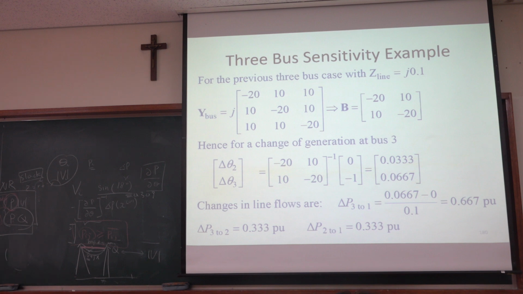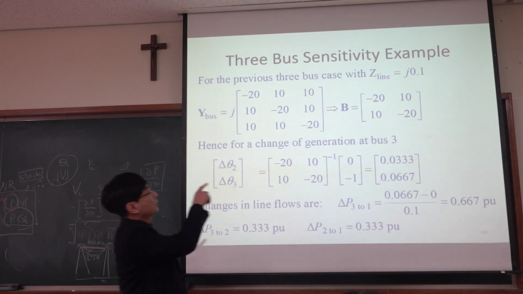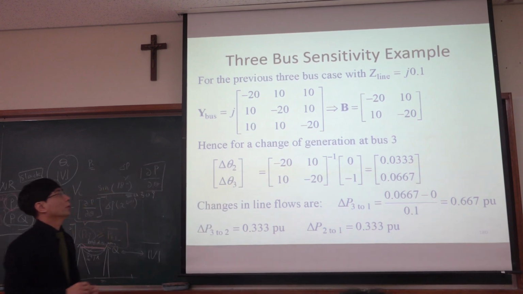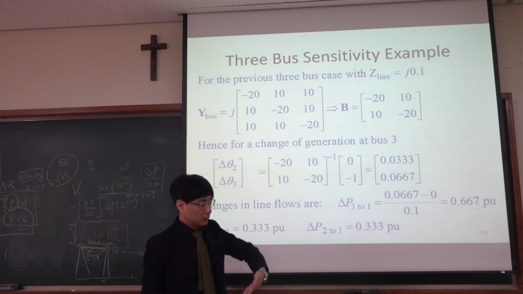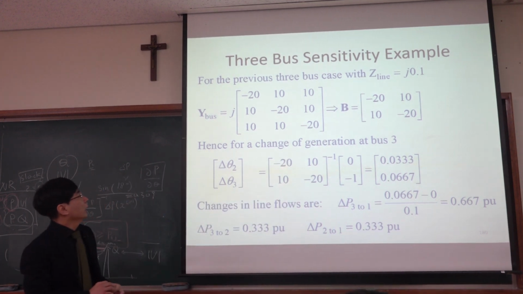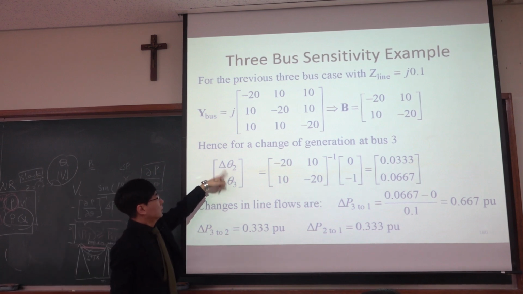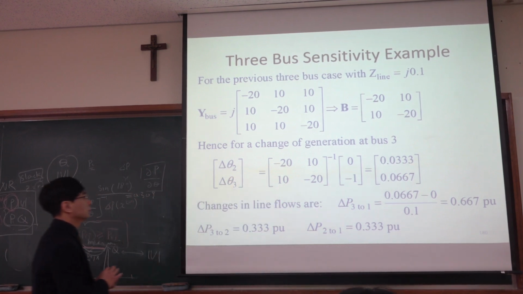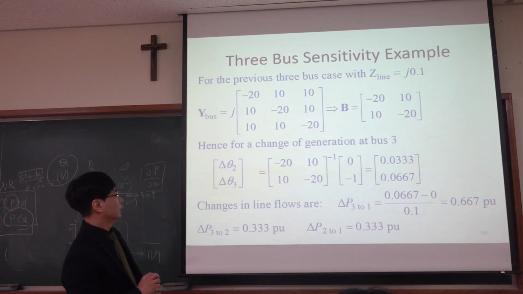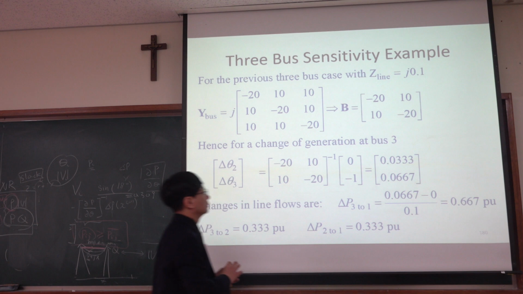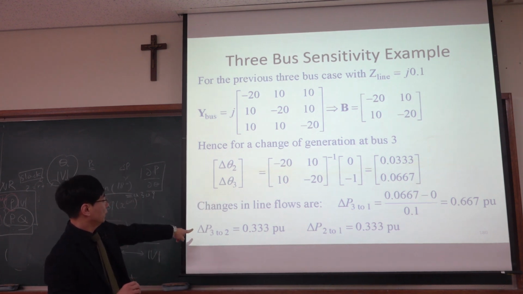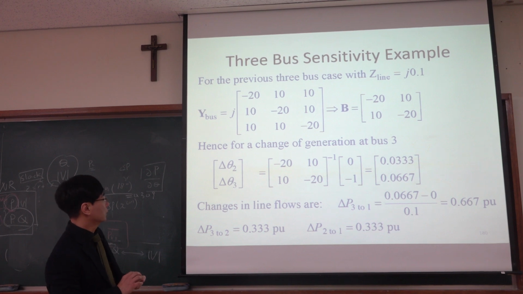So I think this should be our last slide. Yes. So for the previous 3-bus system, the impedance is j0.1. We have the Y bus matrix. From that, eliminate the first row and first column and have the B matrix. And the phase angle change is computed. And changes in line flows are, what is it? So yeah, P3-1, P3-2, P2-1.